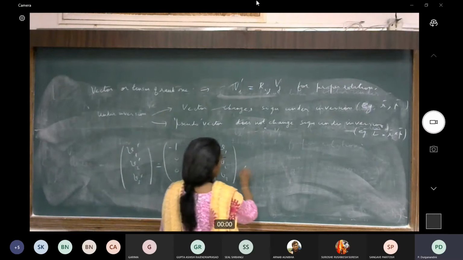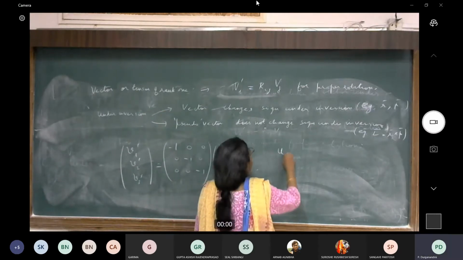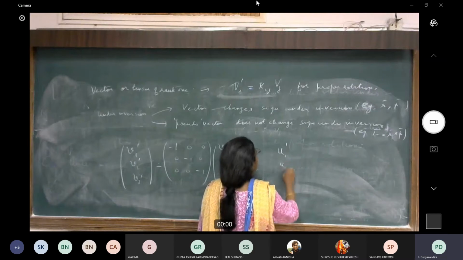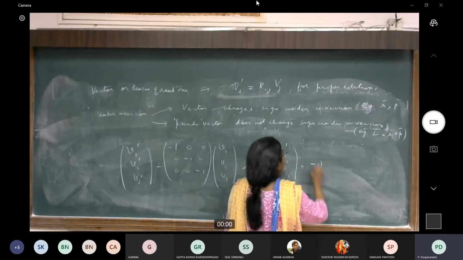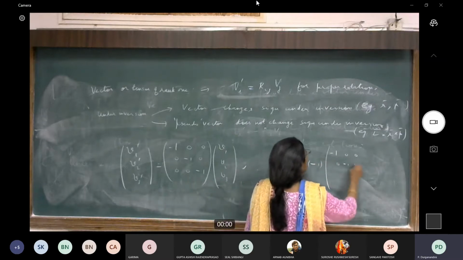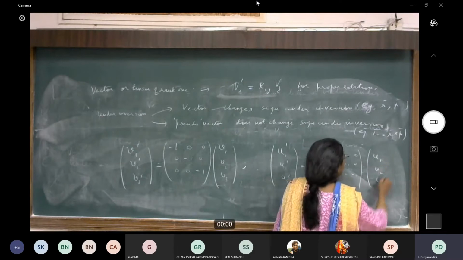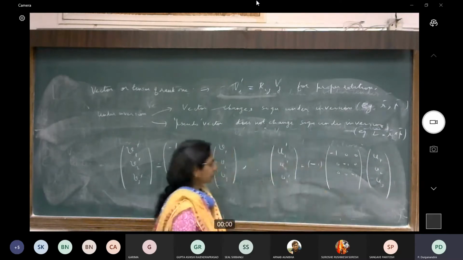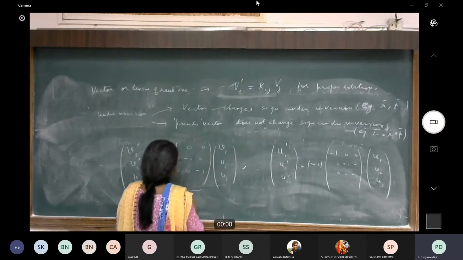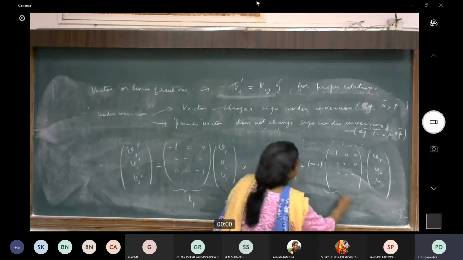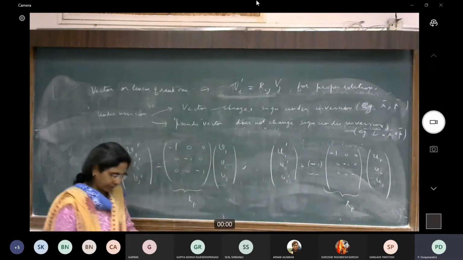On the other hand, for a pseudo vector, suppose my pseudo vector is u. Then u1 prime, u2 prime, u3 prime should be equal to minus 1 times this matrix, minus 1, 0, 0, 0, minus 1, 0, 0, because I don't want it to change sign under inversion. So this is my R P, and this is again my R P, so I have to put this extra minus 1 sign.